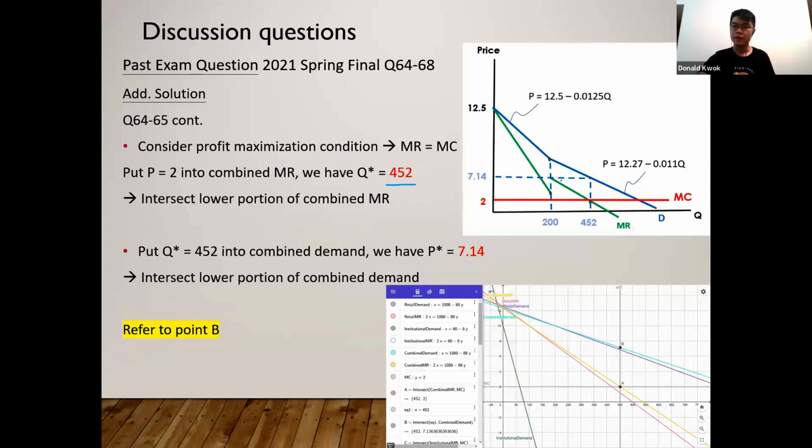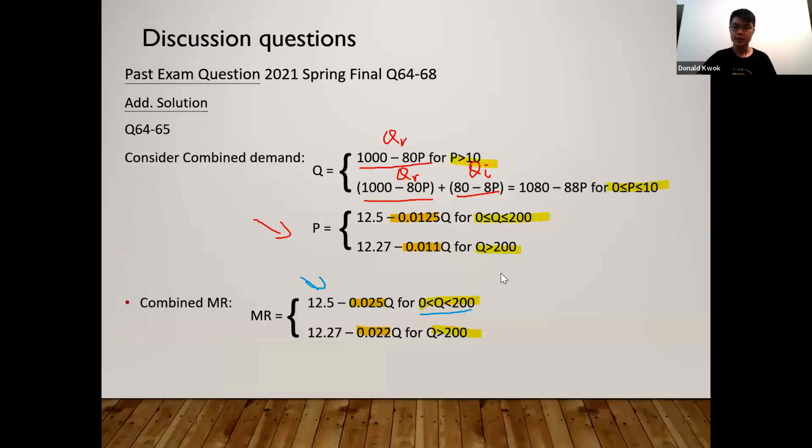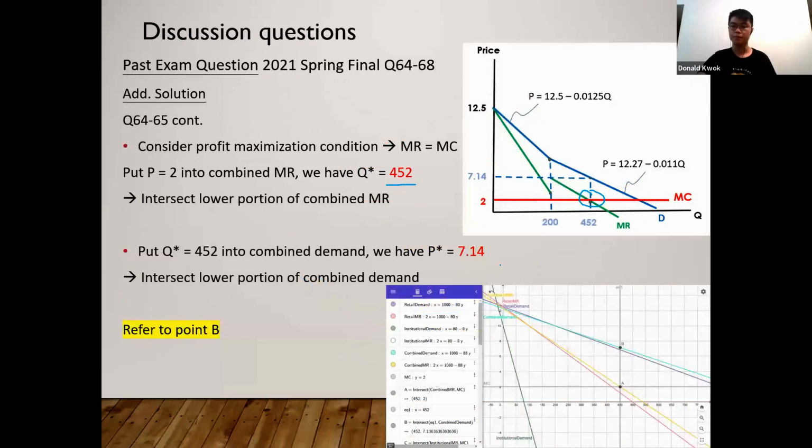In terms of the graph here, the marginal cost intersects the discontinuous MR at its lower portion, the lower portion of the combined MR curve. And finally, step 4, to charge a monopoly price according to the demand curve at this output 452. Since MC intersects MR at the lower portion of MR, we should use the lower portion of the demand curve to find the profit maximizing price. So just plug in the quantity 452 into the second expression of the demand curve. Then we find the corresponding price, which is 7.14.